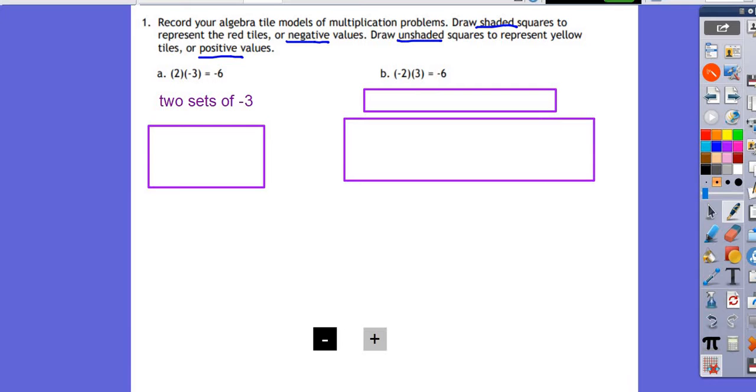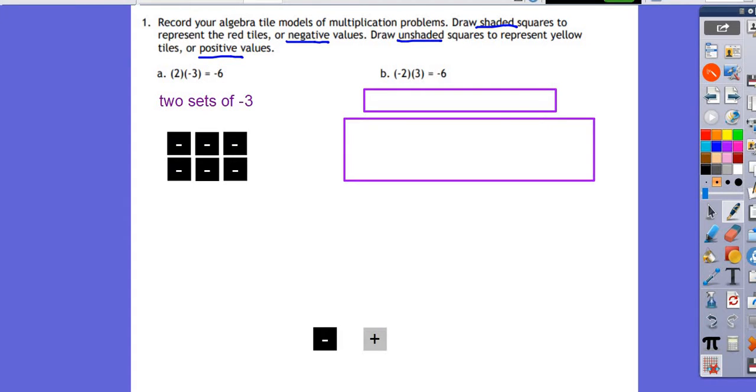That's going to help us. 2 sets of negative 3. That means I can draw 2 sets of negative 3. And how many negatives total do I have? 6. So I had an answer of a negative 6. You can shade your squares in, or you can just draw squares with negative signs in them. However you want to do it.